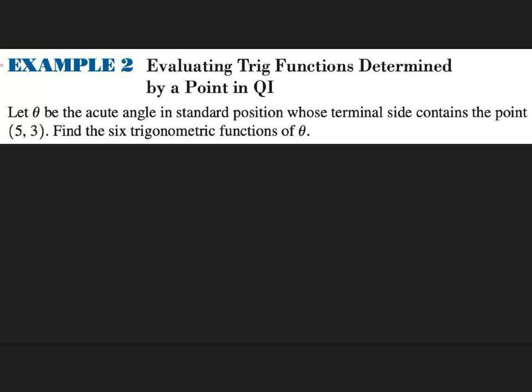Let theta be the acute angle in standard position whose terminal side contains the point 5, 3. Okay, so what do we mean? Your initial side is always going to be the x-axis, unless otherwise stated. Your terminal point, the x is 5, the y is 3. All points in the Cartesian coordinate system, x goes first, y goes second. Find the 6 trig functions.